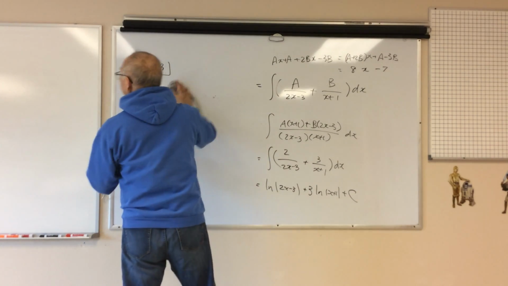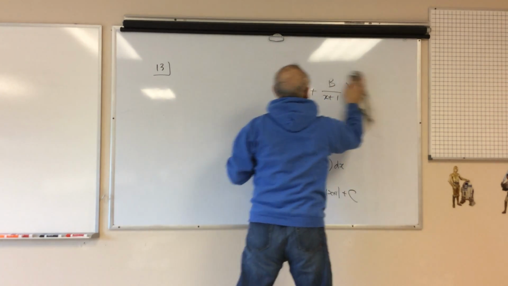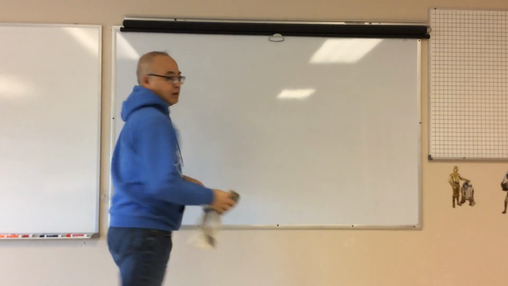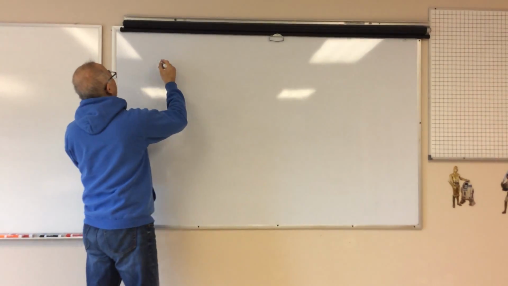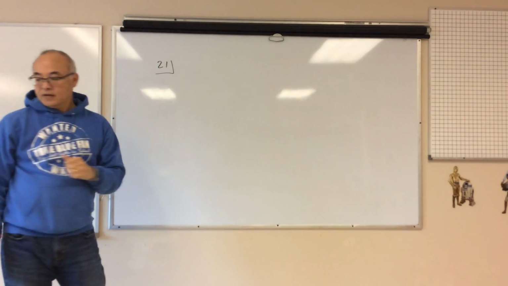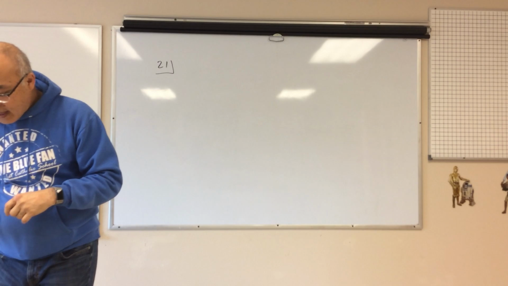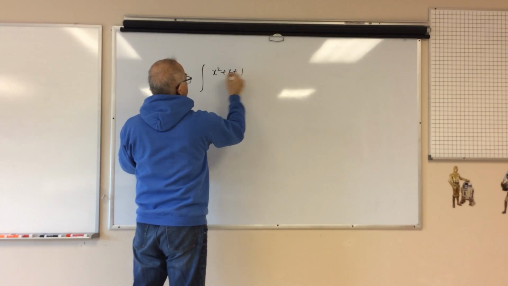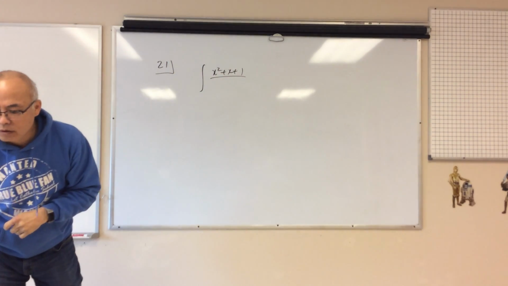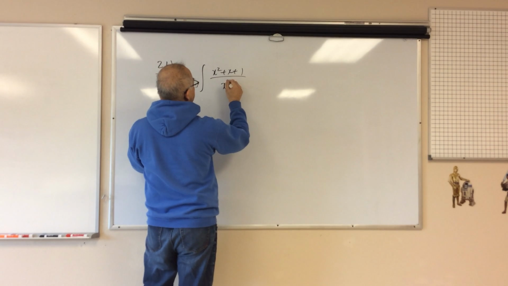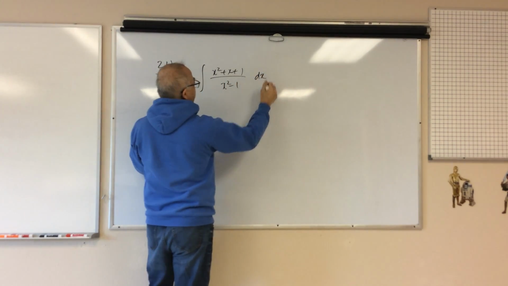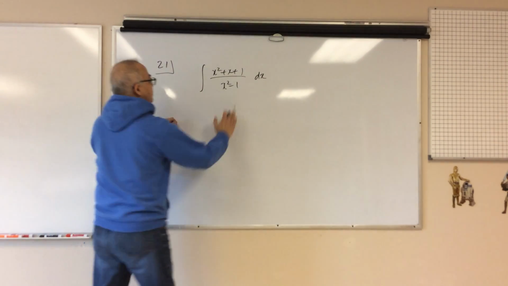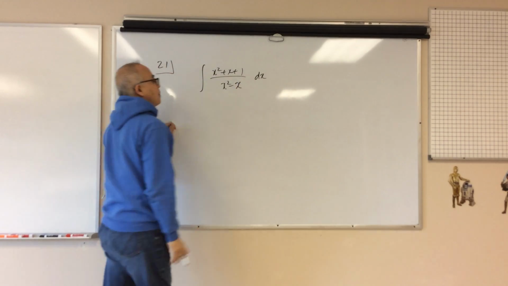Okay, so then we'll do 21. For 21 I have x squared plus x plus 1 over x squared minus x dx. Is it x squared minus 1 or x squared minus x? X squared minus x, so write that.